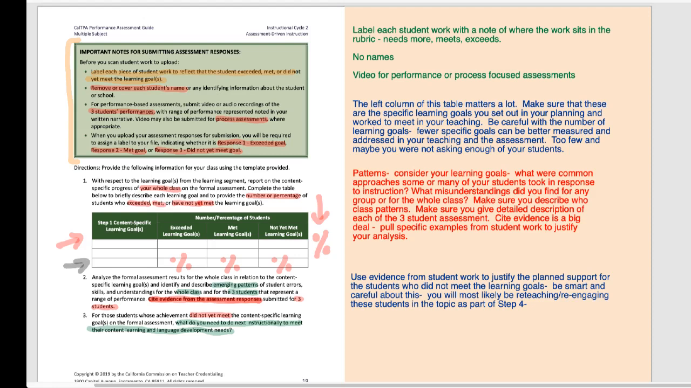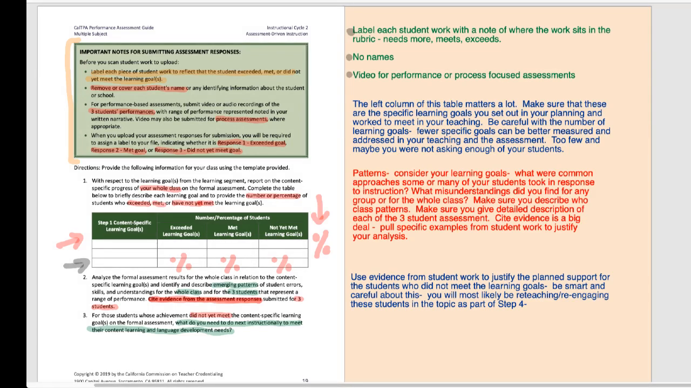All right, so I'm going to go through this again with some of my notes on the side here. The first one, you want to label each student work with a note of where that work sits in the rubric: needs, more, meets, exceeds. That should be clear. Again, no names. And video for performance or process-focused assessment. You can do that and anticipate that as well.